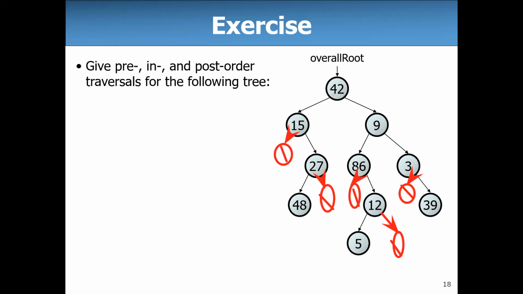Then 42, then right side. When you go right side, again, you have left, root, and right. You go left, there is, again, 86, there is no left anymore, so you'll print root. Then you go right side. You go right side, then again, left, which is 5, then root, and then right. So 5, 12, and then there is no right side, so you'll go back, which will print 9.